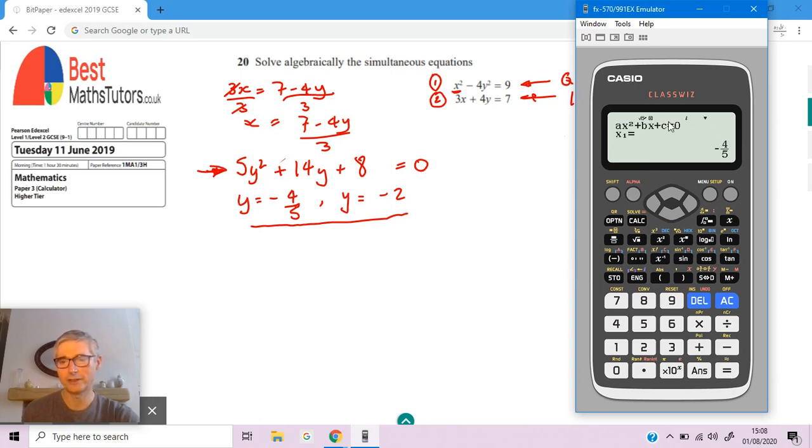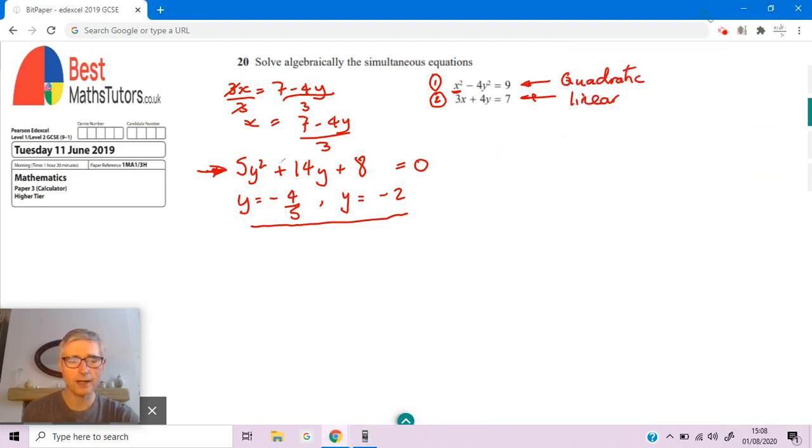Press equals, and it gives us the first one of our solutions, which is -4/5. And if we press equals again, we get the second one of our solutions, which is -2. So that's how we would use a calculator in order to solve this.